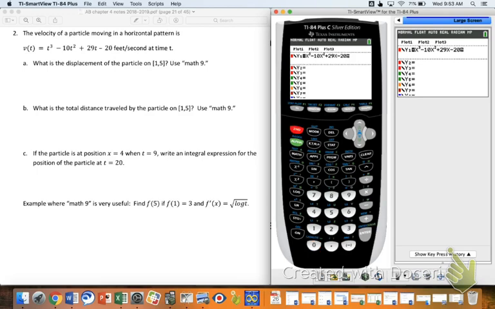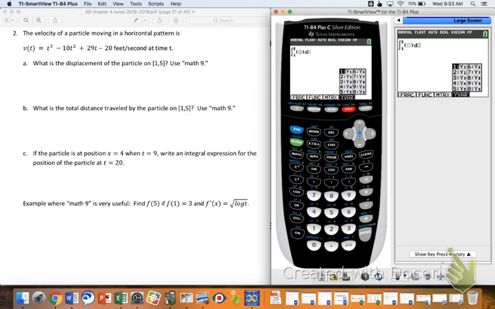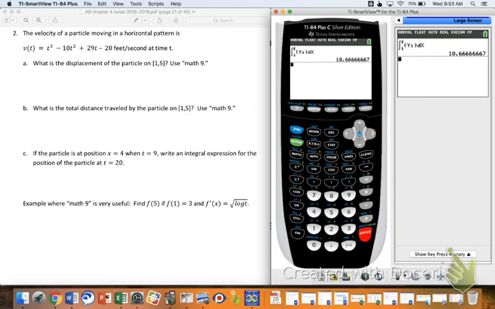Here's what you do. You go second, quit, get out of there, and we're going to go math 9, integral from 1 to 5. And then instead of typing the entire rule for the function out in there, I'm just going to go, if you remember the keystrokes, it's alpha trace. And I put my velocity equation in there for y1. So it's going to be alpha trace, pick y1, hit dx. And did you guys get that answer? 10.6666, etc.?